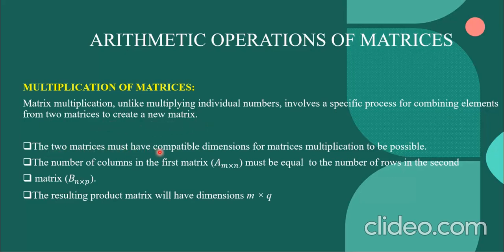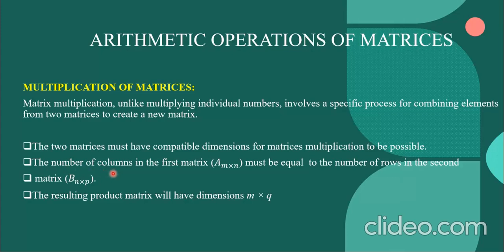The two matrices must have compatible dimensions for matrix multiplication to be possible. So the first point is that before we are able to multiply two matrices, there must be compatibility. So let's look at this compatibility condition.